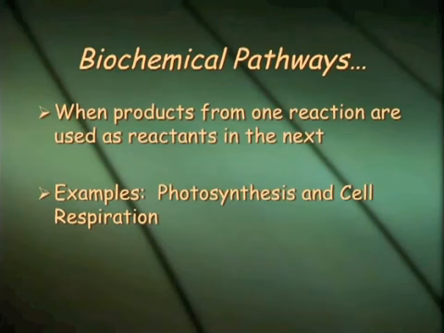Photosynthesis and cell respiration are just a combination of redox reactions and also reactions known as biochemical pathways, which is when the products from one reaction are used as the reactants in the next. So in photosynthesis, you have two main reactions, the light reaction and the Calvin cycle. Because it's a biochemical pathway, the products from the light reaction are then going to be used as the reactants in the Calvin cycle. So when you go over those, keep that in mind as you're looking at the products from the light reaction. You will then be using them in the Calvin cycle.